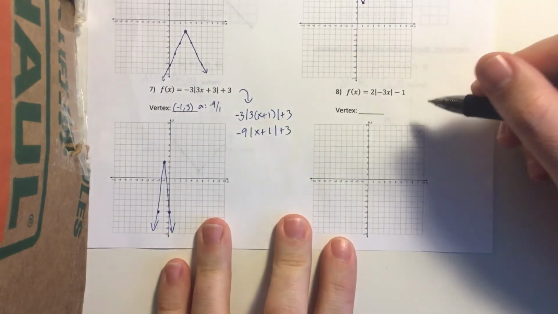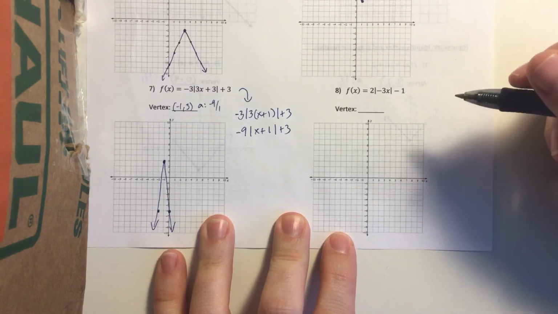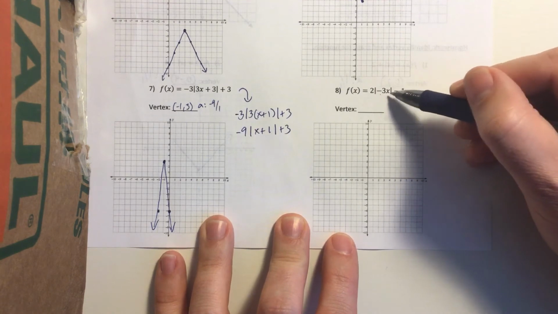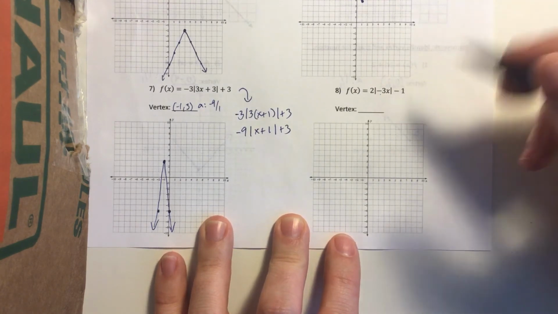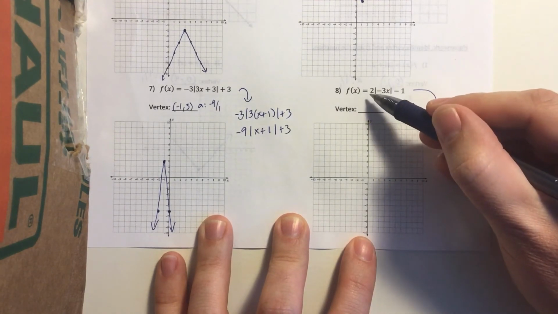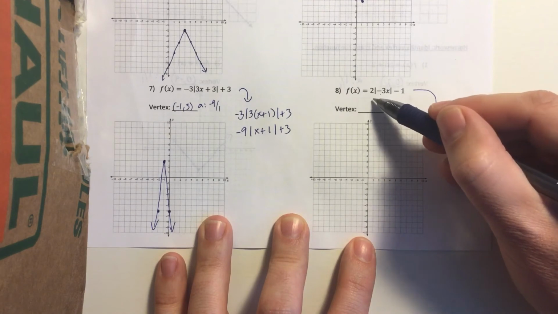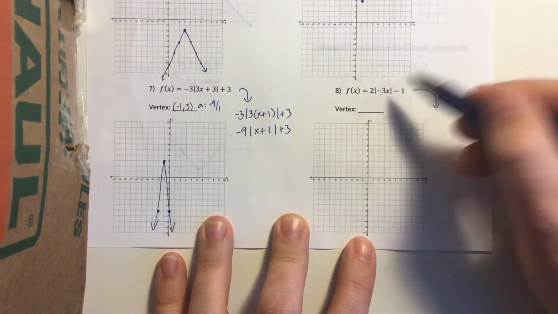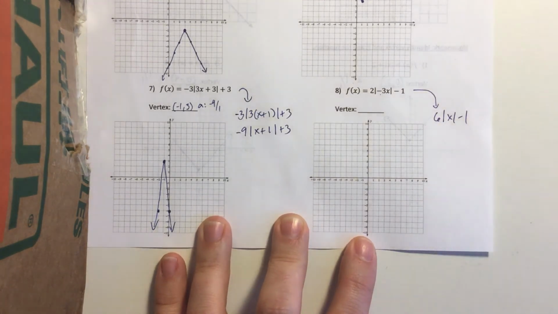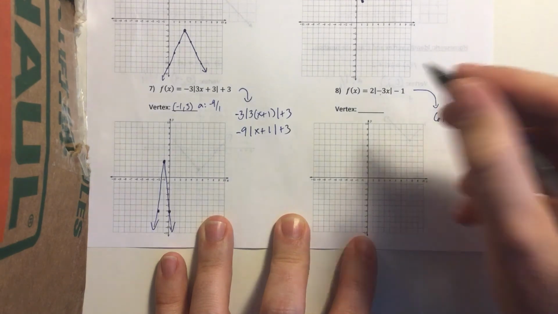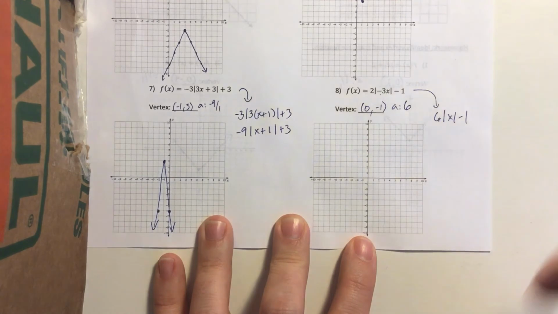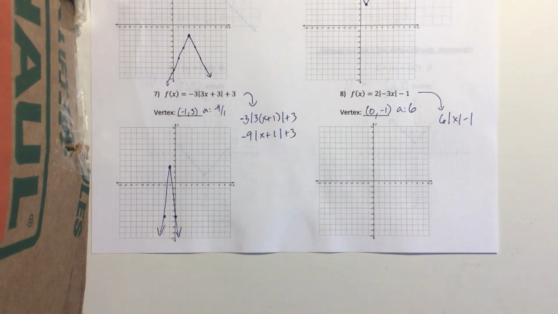Number 8. We didn't have one specifically like this in the notes, but we can't factor anything out here. It's just negative 3x on the inside, but we want to go ahead and move this negative 3 out to the front. So we want to go ahead and say negative 3 times 2, but it's absolute value of negative 3. So we're going to end up with 6 absolute value x minus 1. So our vertex here is 0, negative 1, and our a value is 6. So that's sort of a special case.